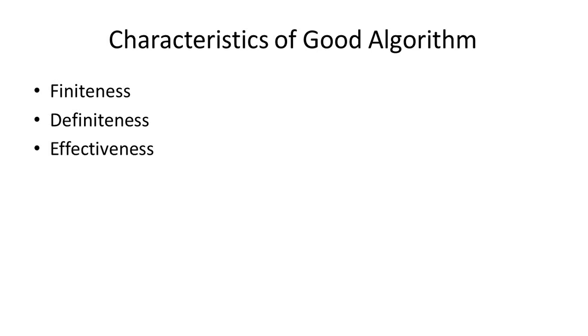Effectiveness. Effectiveness indicates that when we follow the steps, we'll get the solution of that problem. Input. Before doing any problem, we require certain initial data, which is called input. And after that we'll get the final result, that is known as output. So each algorithm should have these things.